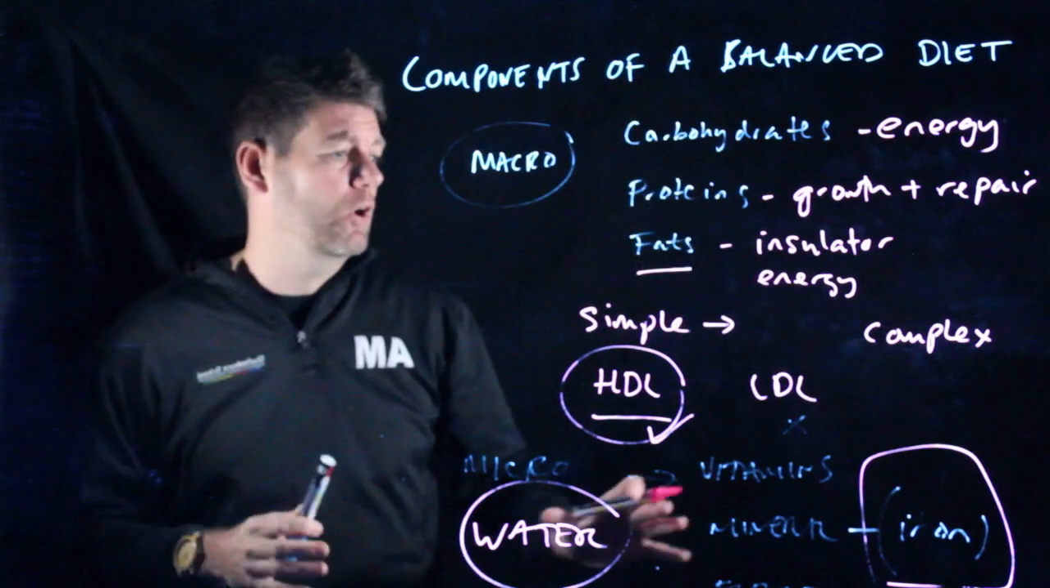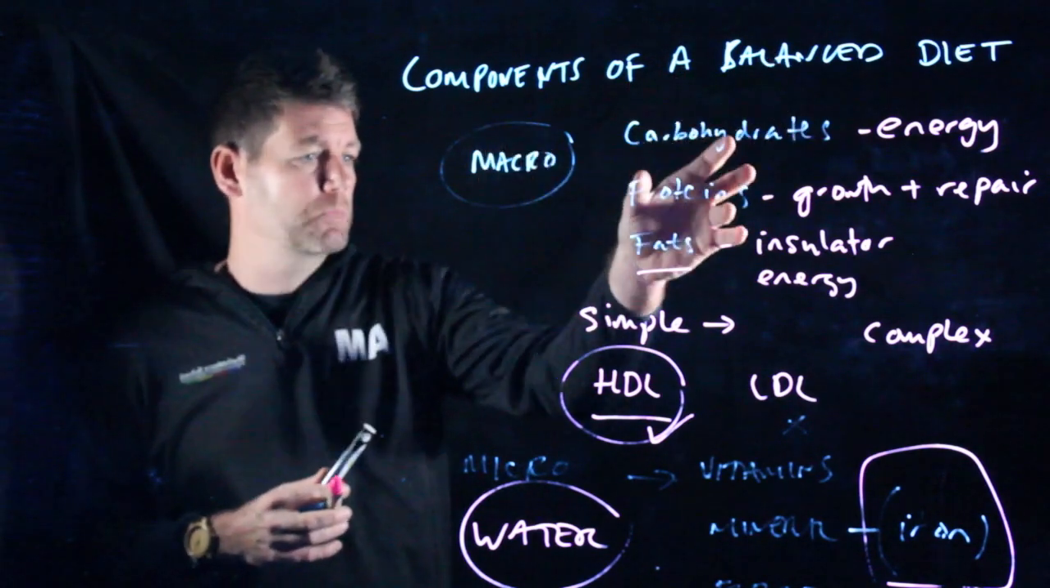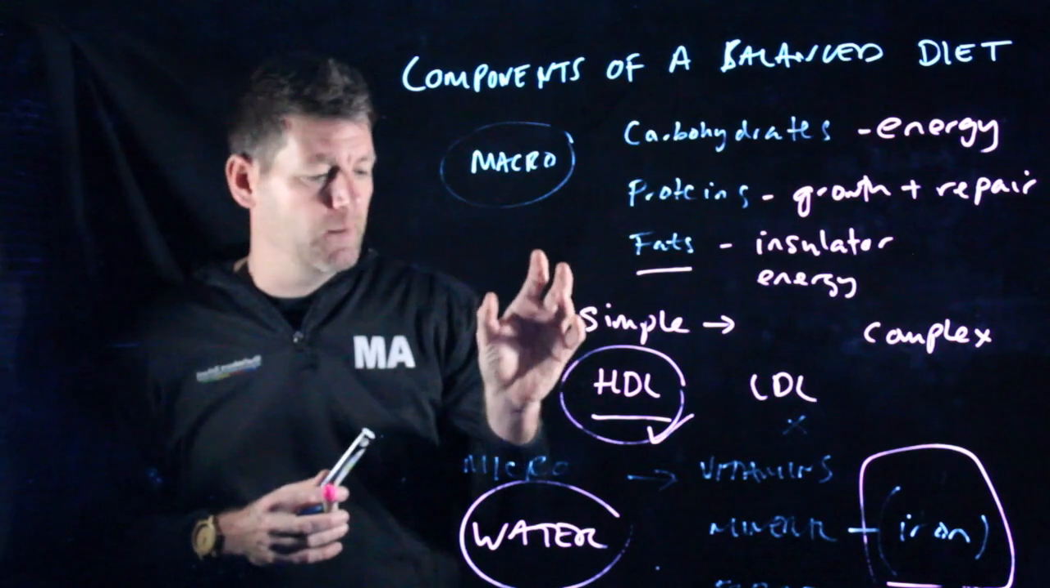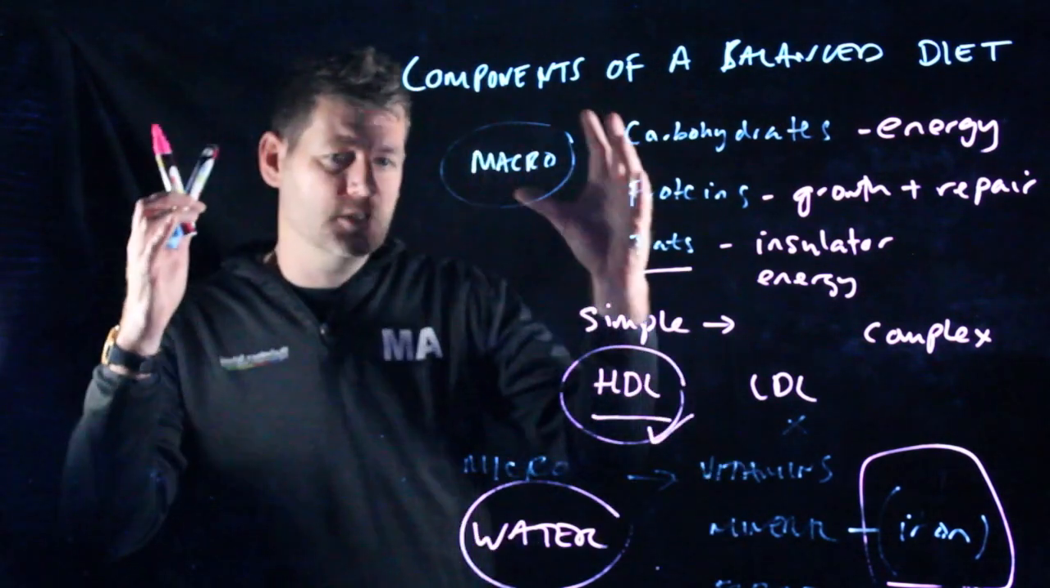So there's a quick snapshot of a balanced diet. These are the key things you need to know. We've got macronutrients, carbohydrates, proteins and fats. We have micronutrients, which is our minerals, vitamins and fibre, and then water is in everything that we do.